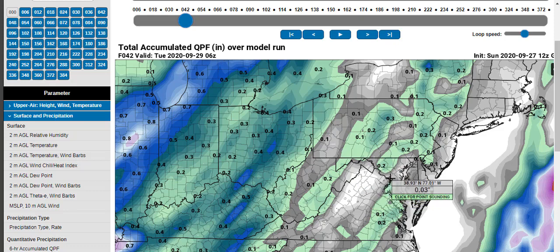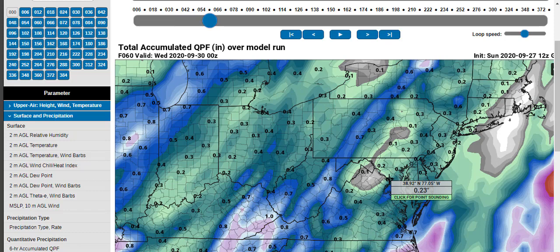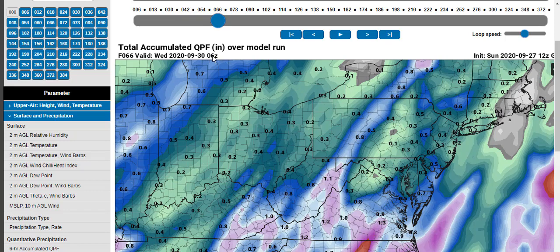So in my mind, I'm going to pretend that this is all blank, right? There's no rain that's fallen because I'm starting fresh. So if I move through time, here's Wednesday at 6Z. That's Wednesday at 2 a.m. It looks like I've picked up almost 3/10 of an inch.